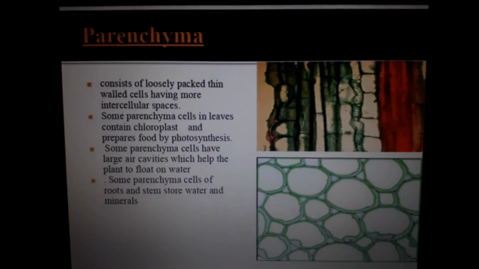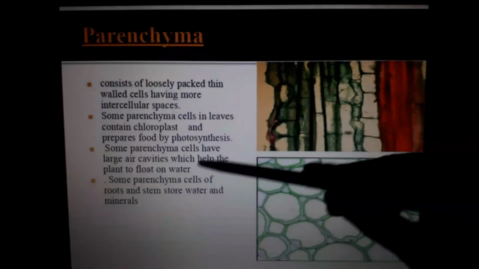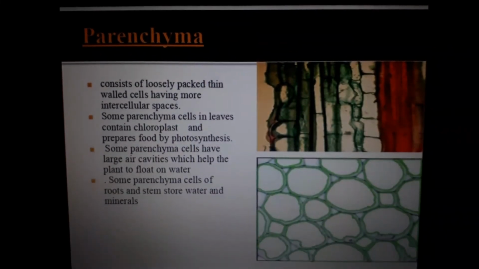Some parenchyma cells have large air cavities which help the plant to float. Large air cavities are called what? Vacuoles. You already studied it in the first chapter. Isn't it? First chapter of biology, studied or not? Vacuoles are present in plant cells. So that is present in this part, parenchyma.